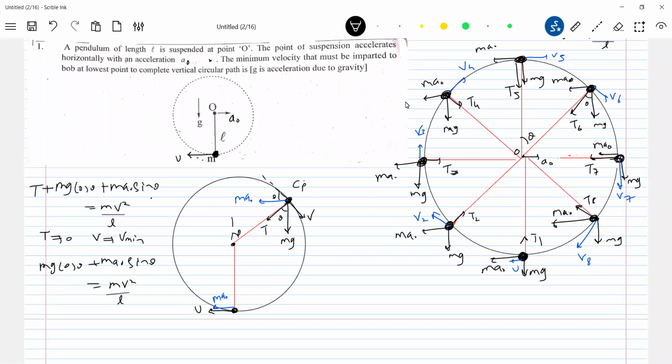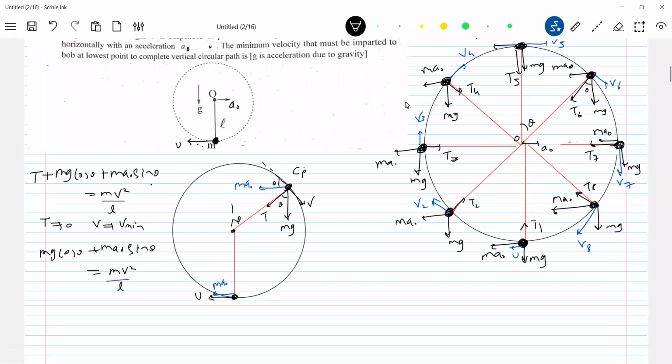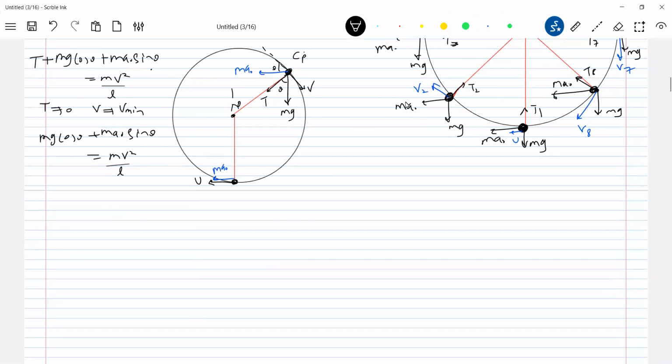You can keep it, or v square equal to, m will get cancelled, we'll get the expression for v. Now what I do is I'll apply the work-energy theorem from the lowest point to that critical point here. So this should be the work-energy theorem: initial kinetic energy, work done by gravity. As this is theta, this will be L cos theta, and this is L. So work done by gravity will be mgL plus L cos theta.